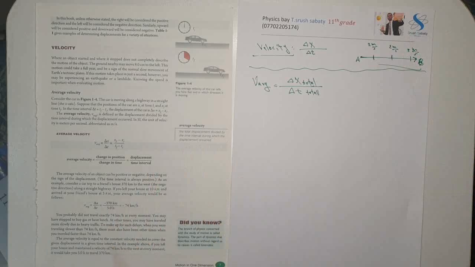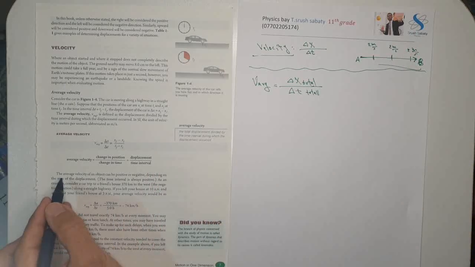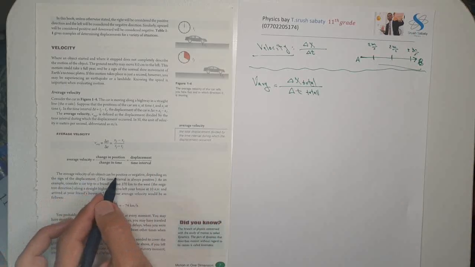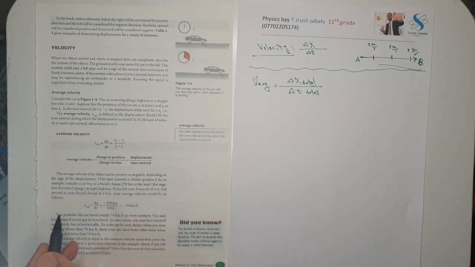This is an important point: the average velocity of an object can be positive or negative, depending on the direction. Here is another definition of the average velocity: the average velocity is equal to the constant velocity needed to cover the given displacement in the given time interval.